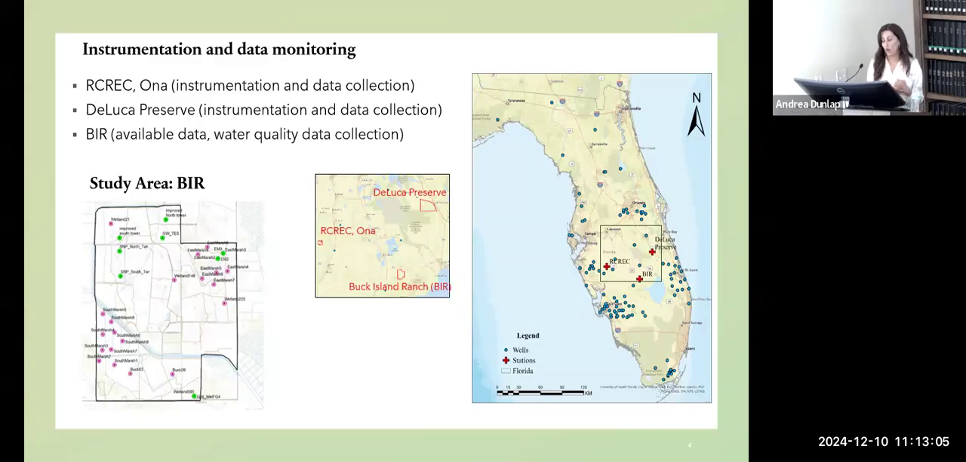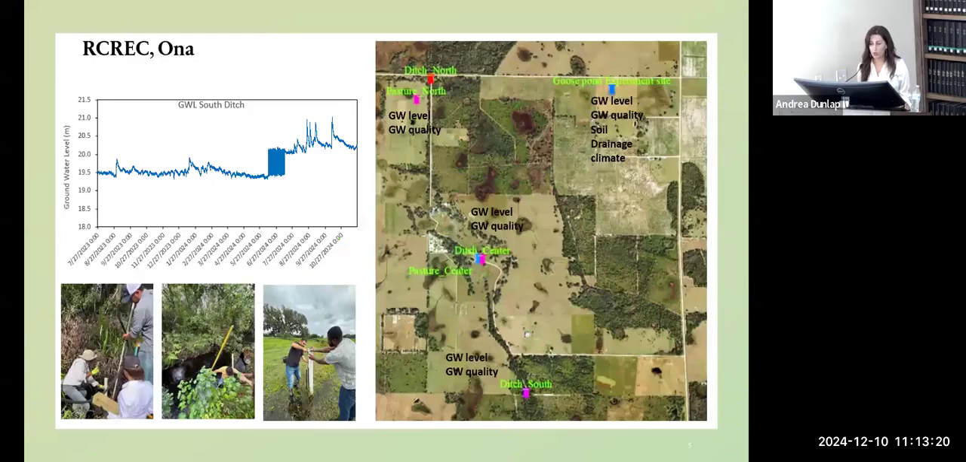So this is going to be the study area for our numerical model. But at the two other sites, Deluca and ONA, we started our instrumentation. At ONA, we have installed 5 or 6 wells along the river. If you follow the line, which is the road, we have the bridge next to it. So we have 5 or 6 groundwater wells.